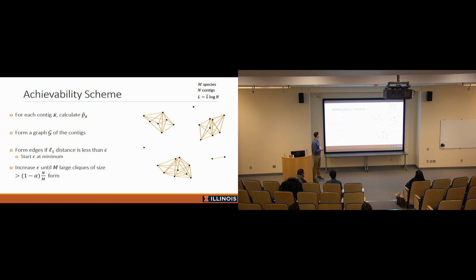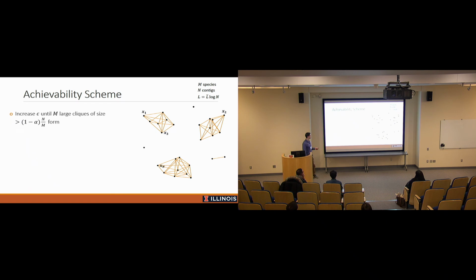And okay, why do we want the size of the clique to be greater than this value? Well, n over m is the expected number of contigs per species. There's n contigs and m species. And alpha is simply a slack variable. So you can't expect each species to perfectly produce n over m.